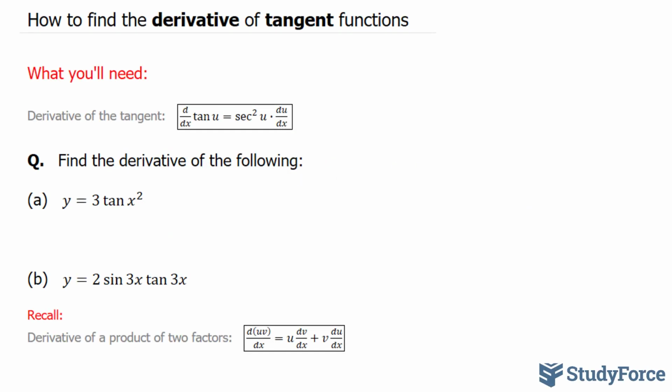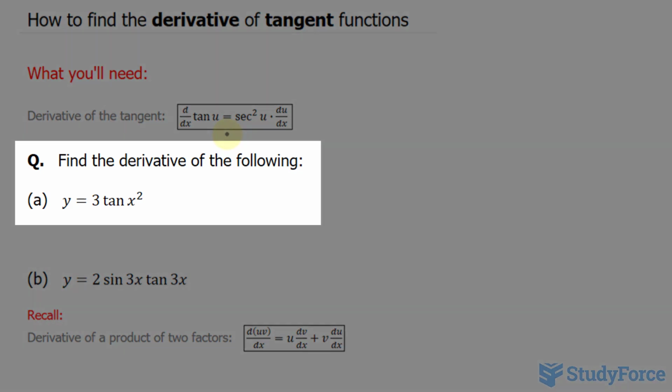In this lesson, I'll show you how to find the derivative of tangent functions. What we will need is the following, where the derivative of tangent u is equal to secant squared u times du with respect to dx. In other words, we'll write down secant squared, and whatever this u is, we'll rewrite it here, and then we'll take the derivative of u with respect to x and multiply it to this.